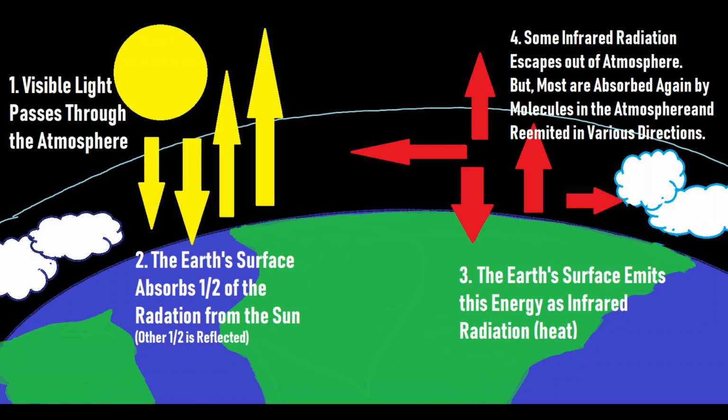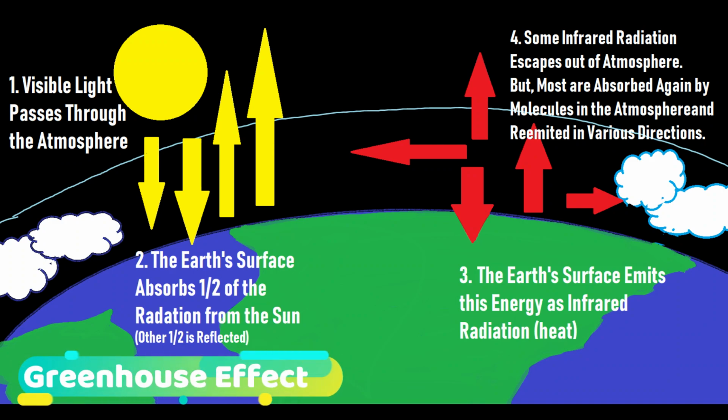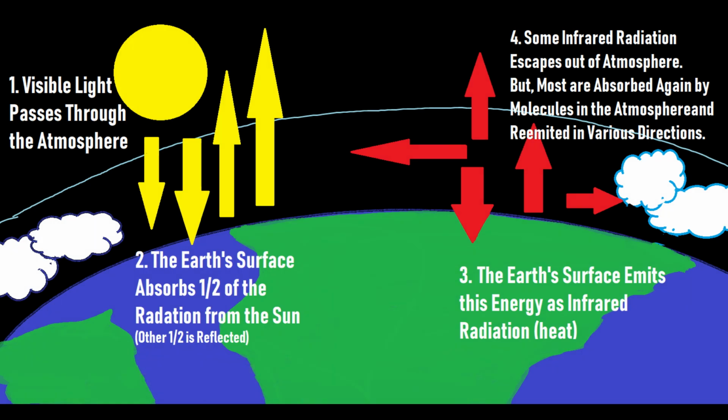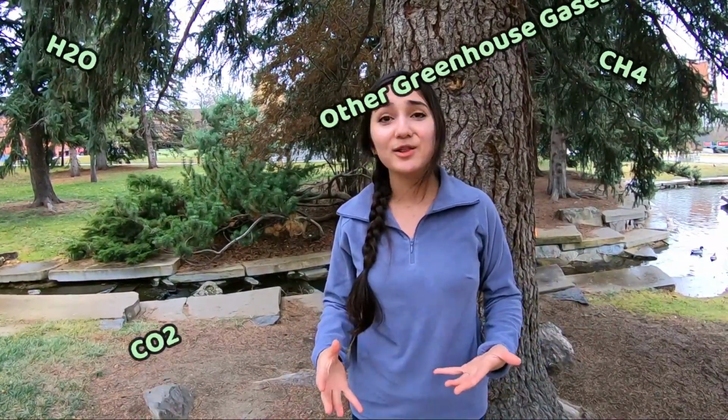Now for step 4. Remember when we discussed that depending on the type of energy, it interacts with objects differently? Well, the form of infrared radiation interacts with the molecules of our atmosphere much differently than visible light. Our atmosphere is made up of many molecules. Of these molecules, H2O, CO2, methane, and other greenhouse gases absorb infrared radiation. When they absorb this infrared radiation, they emit it into random directions all over the atmosphere.